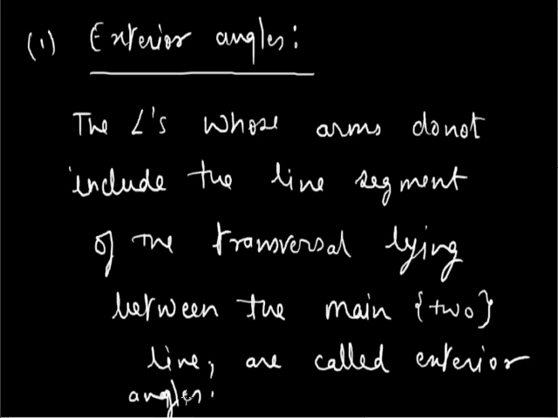The angles whose arms do not include the line segment of the transversal. Line segment of the transversal means the portion of the transversal line that is lying between the main two lines which we are discussing about, which the transversal is intersecting. Alright, it will be clear with the diagram.